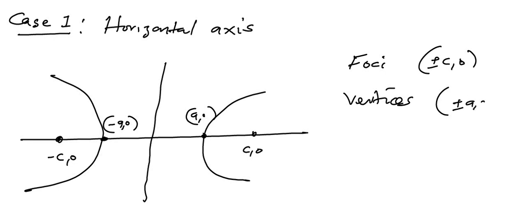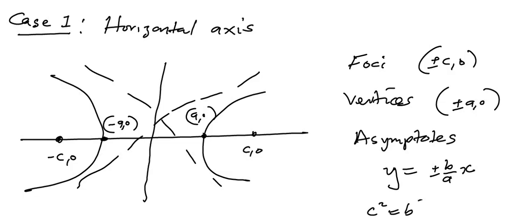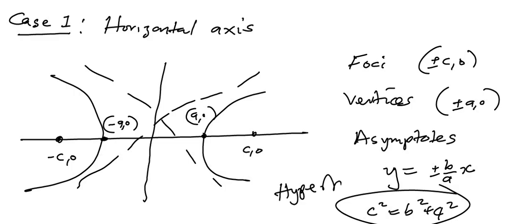And the vertices, still the same thing. Then you have the asymptotes. These lines, there's a line here which is a positive one, then there's a negative one there. So the asymptotes for this case, whenever I have a horizontal axis, is equal to plus or minus b over a times x. And please don't forget that c squared is equal to a squared plus b squared for this case. So these are hyperbolas. We're dealing with a hyperbola.